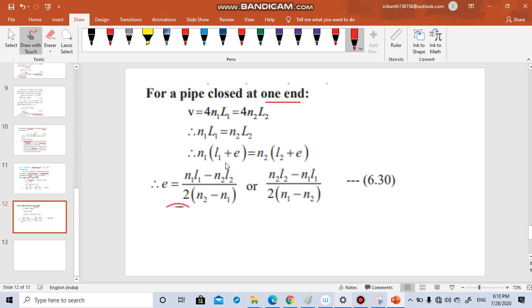So here also, what is our goal? L1 plus E we have to put, because the pipe is closed at one end. So L1 plus E. We have to find out this E. Arrange the equation and calculate the value of E. Here the formula comes to be (N2 L2 minus N1 L1) by 2 into (N1 minus N2). So this is how you determine the end correction for both the cases. The end correction value for the open case can be something, and for the closed case can be something else. So don't try to correlate between them. It depends upon the fundamental frequency values.